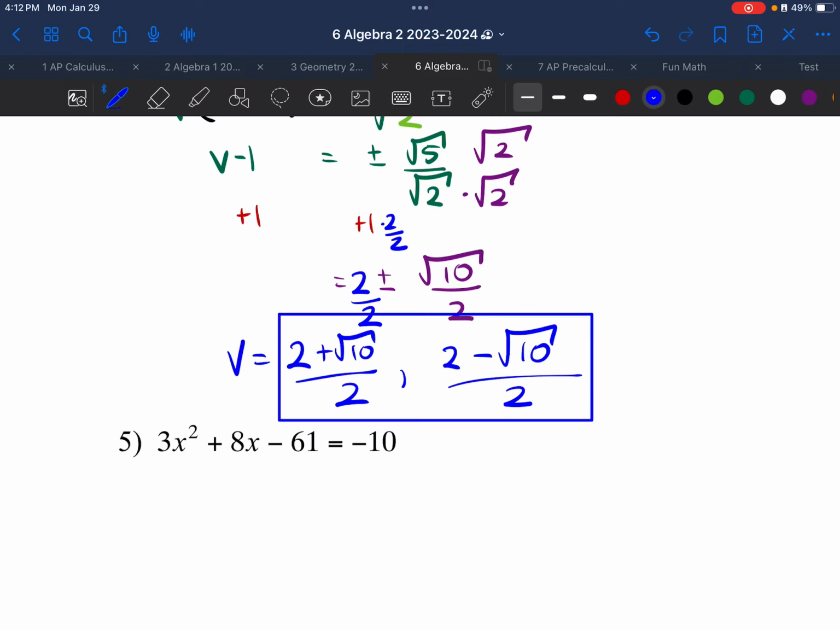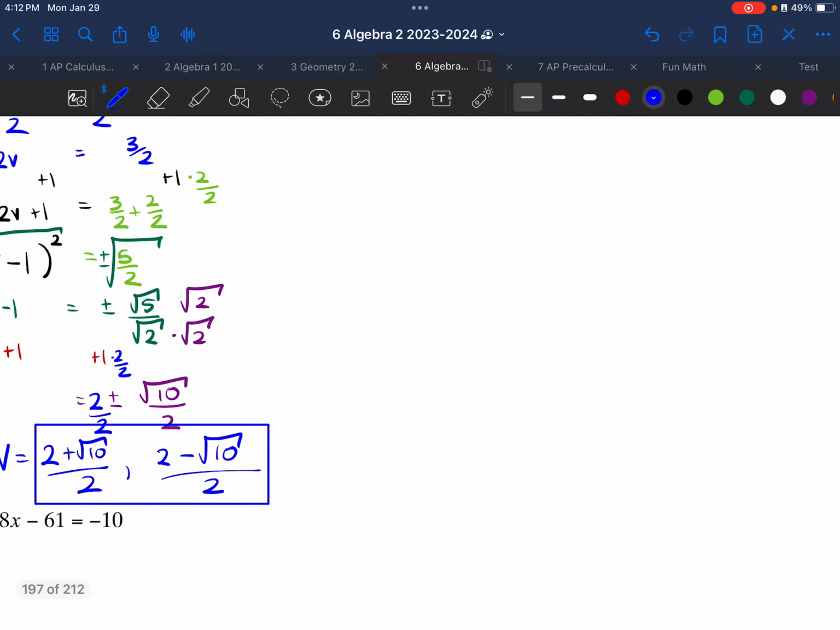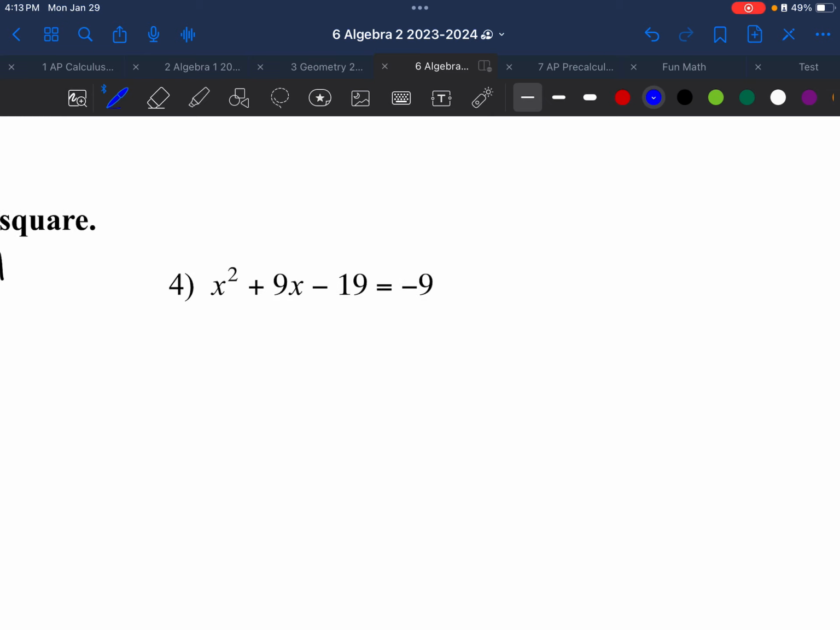That was a little bit too far. There we go. All right, number 4. Again, we're going to have to make room for the square. So this minus 19 has got to go. Plus 19, plus 19. And I'm going to have x squared plus 9x is equal to 19 minus 9 is 10. And then from here, I'm going to find the value here that completes the square.